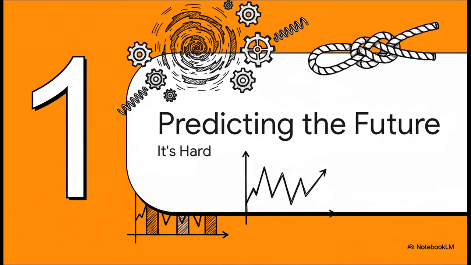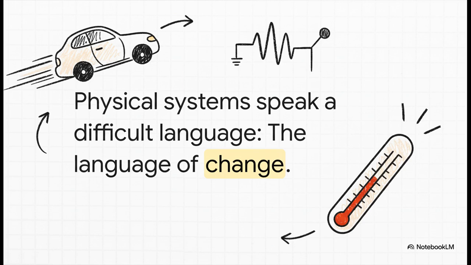Okay, so to really get why this shortcut is so brilliant, we first need to appreciate just how hard the normal way of doing things is. Let's dive into that first. You see, the universe doesn't really speak in plain numbers. It speaks in the language of change. Think about it. The speed of a car, the flow of electricity, the temperature in a room, it's all about how things are changing from one moment to the next. The official language for that is calculus, and engineers use a specific tool called differential equations. These are basically just math sentences that describe, moment by moment, how a system is behaving.